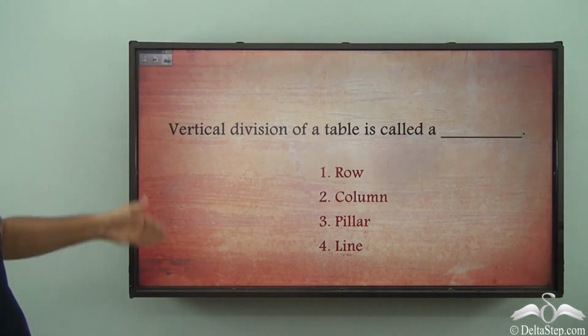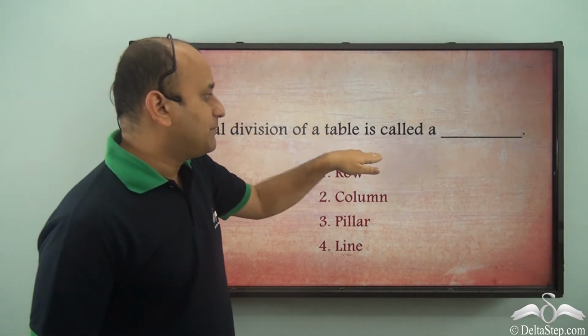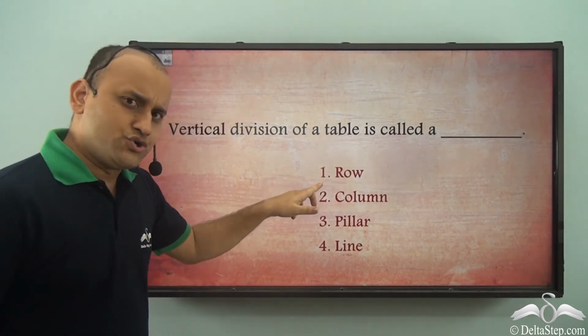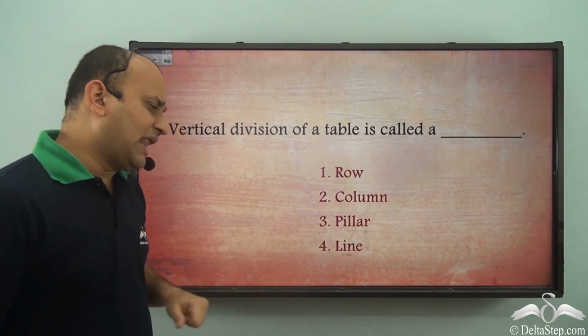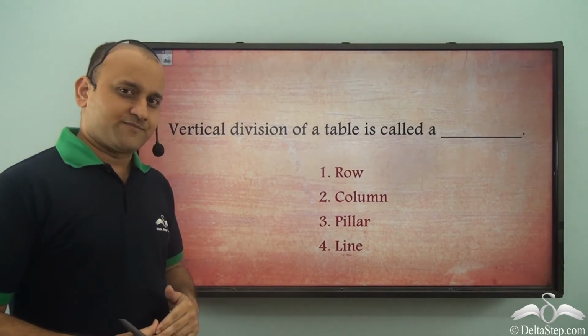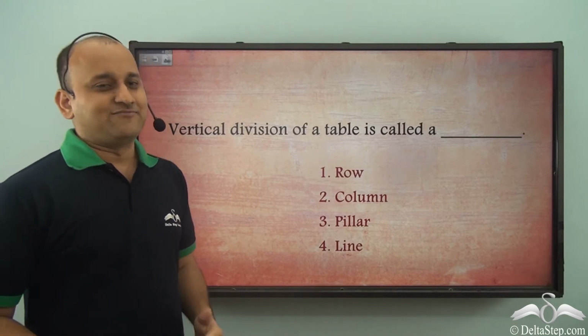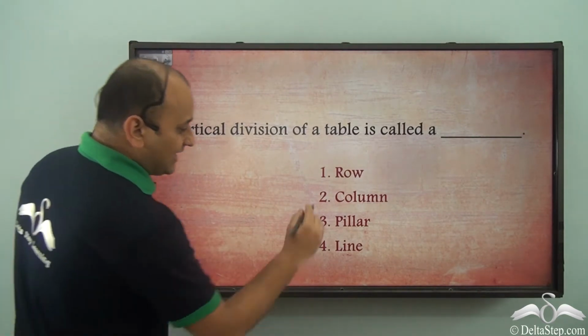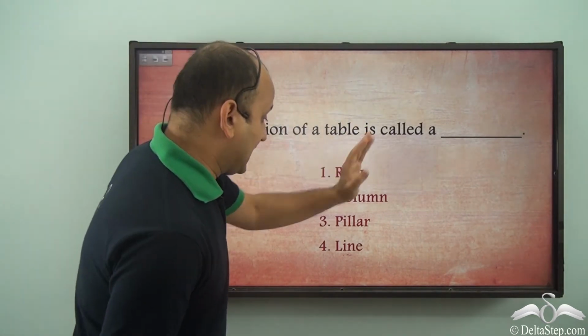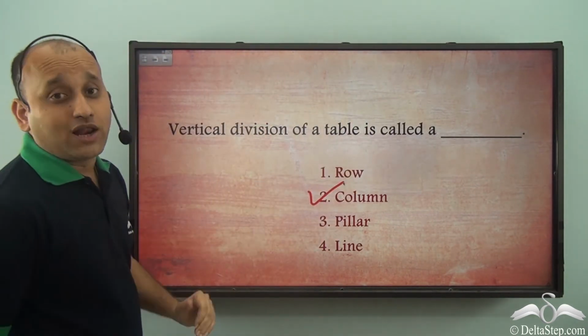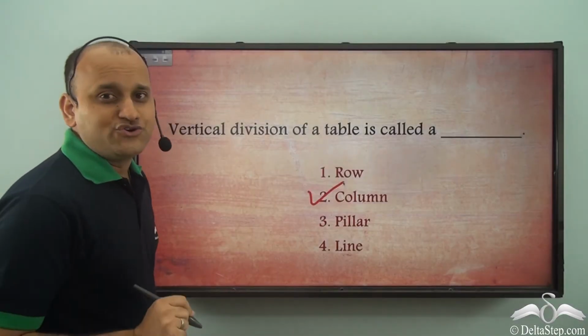So can you tell me, vertical division of a table is called a row, a column, a pillar, or a line? What do you think? Well, it is definitely column. So the vertical division of a table is called a column, while horizontal division is called a row.